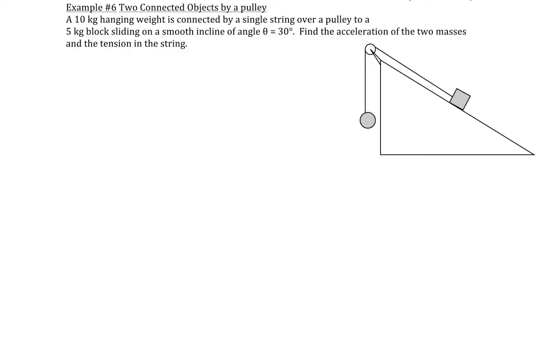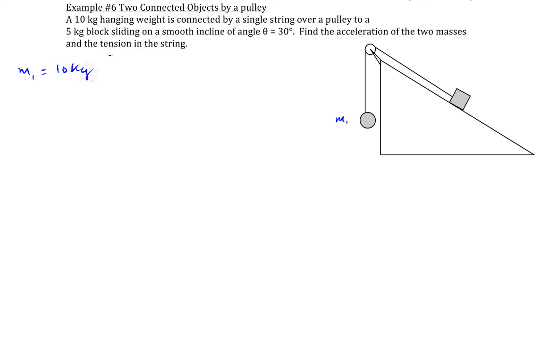Welcome to example 6. We have two bodies that are connected by a light cord to this pulley. And this rectangular block is on an inclined plane that is frictionless. We're told that the hanging weight is 10 kilograms, so we'll label that M1, and M1 is 10 kilograms over here.